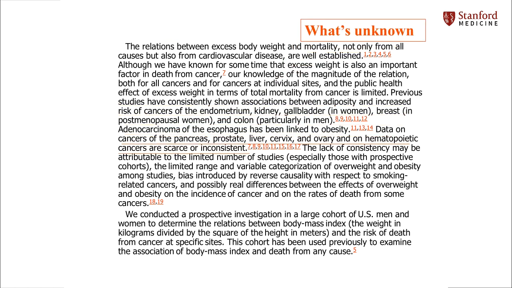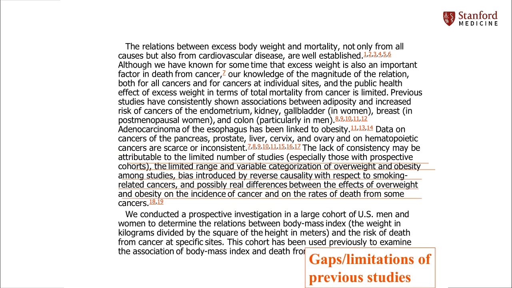Then we jump back to the what's unknown. So data on cancers of the pancreas, prostate, liver, cervix, and ovary, and on blood cancers are scarce or inconsistent. So they summarize a pile of studies in just this one sentence. They list them all here, but they're inconsistent. Notice how they don't give any details of the individual studies listed here. They just tell you really they're inconsistent. We haven't answered the question.